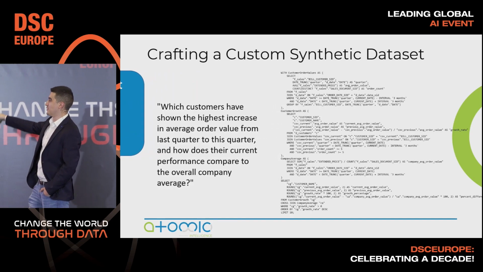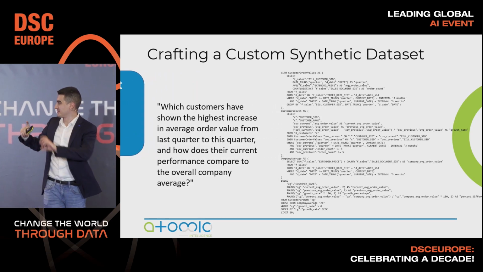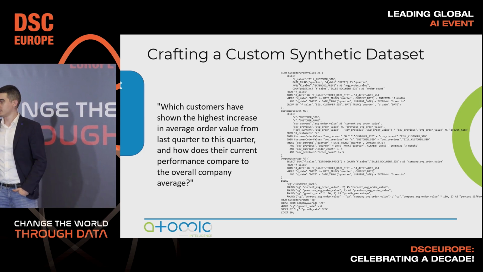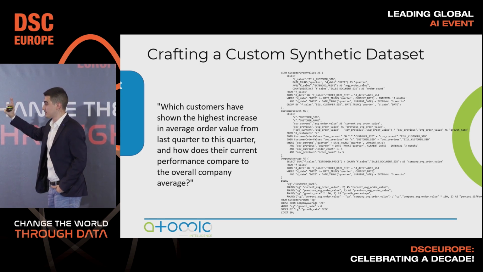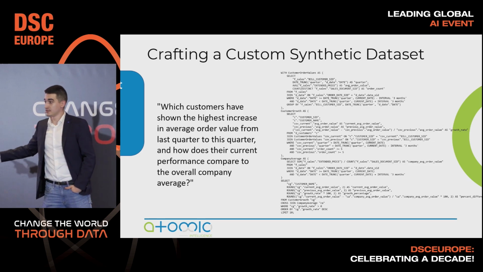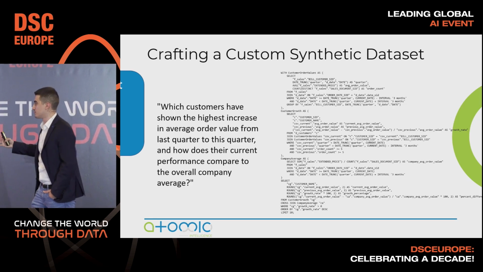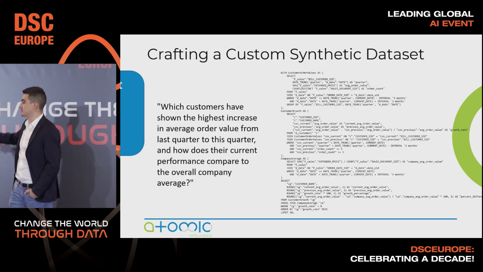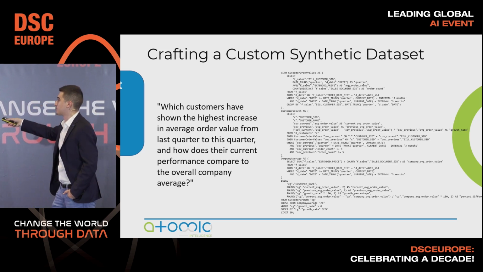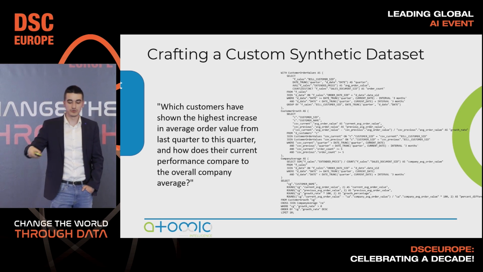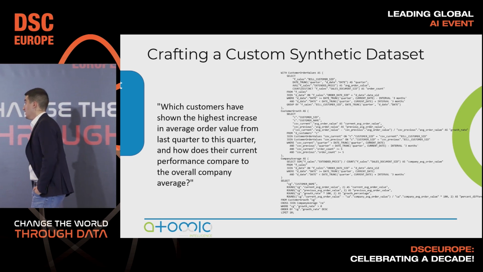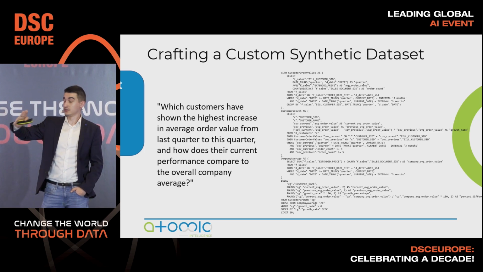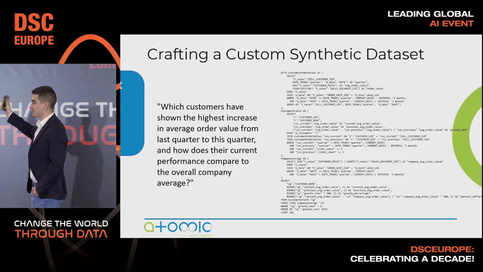So here's the example. We won't be going through the whole SQL. If you want, you can take a picture. But as you can see, just by looking, it would be quite painful to write this by hand. This was completely generated by an LLM, validated against our client's database, and returned some of the results. Also, you can see it uses some of the complex SQL operations, such as CTEs. And the question was, which customers have shown the highest increase in average order value from last quarter to this one, and how does their current performance compare to the company average? So again, both the question and the query were generated by an LLM.